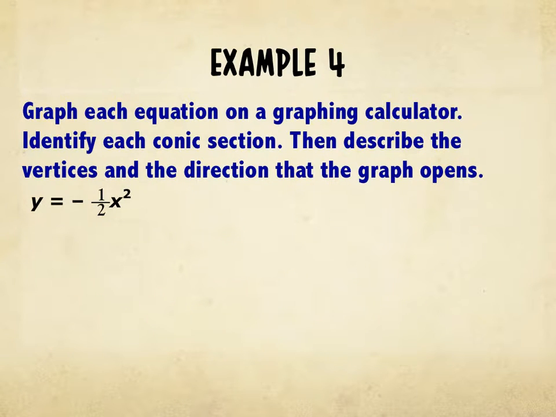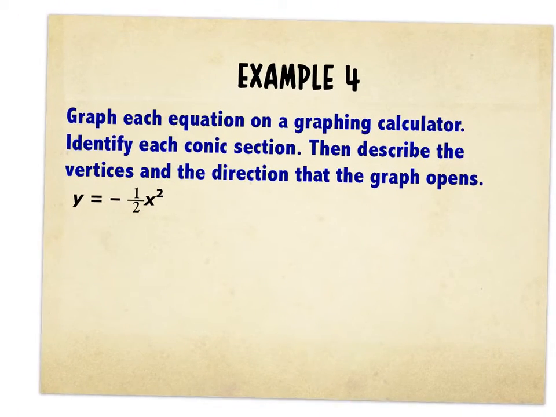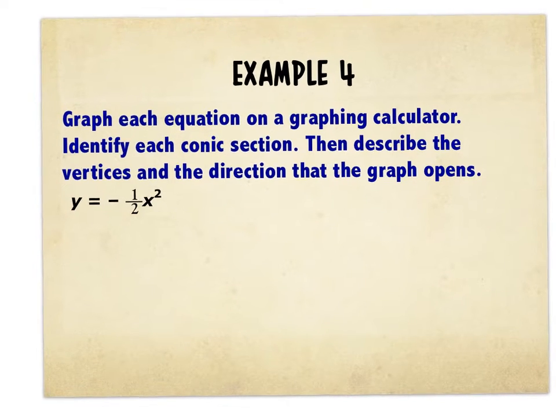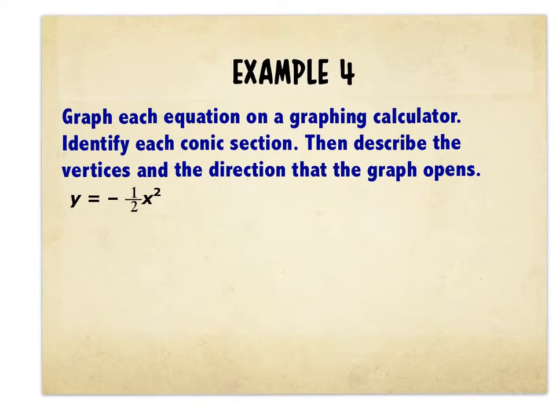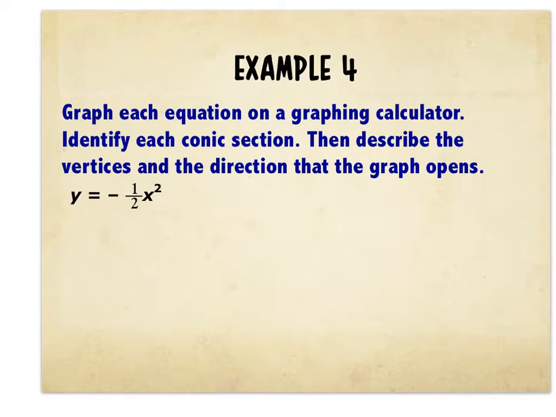All right, so this says, graph each equation on a graphing calculator and identify the conic section. Describe the vertices and the direction that the graph opens. So what should you notice about this one that makes life a little bit easier? It's not y squared. It's already solved for y. You don't even have to solve anything. All you've got to do is type that in your calculator. So negative 1/2 x squared.